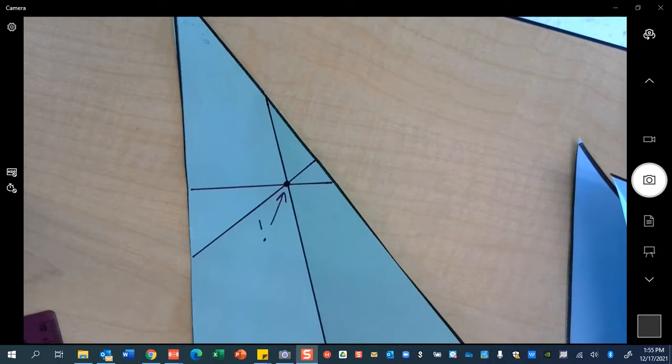Holy cow! Are you kidding me that those perpendicular bisectors all cross through this same point? And imagine these geometry scholars going, did it happen for you? Did it happen for you? No, wait. How big is your triangle?